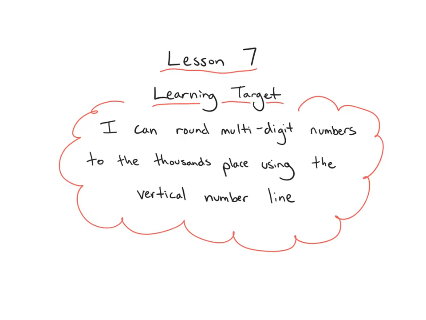This is a video for Module 1, Lesson 7. The Lesson 7 learning target is I can round multi-digit numbers to the thousands place using the vertical number line.